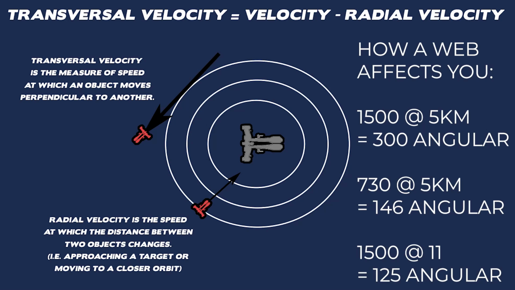You also have to be aware that the ship that you're orbiting might not be the ship that is webbing you, and so you have to take that into account as well and try and judge distances on top of that. But I just wanted to add this little slide here to talk about how webs affect the angular velocity of your ship.